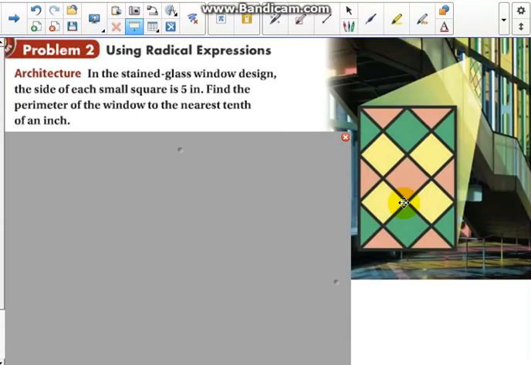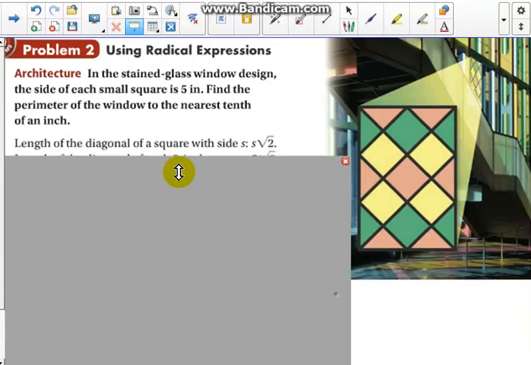They want us to find the perimeter of the window to the nearest 1/10 of an inch. Well, nothing is perfectly on a side. They're all on the diagonals. So if we have the length of the diagonal, we know that this side is 2 of those, and this side is 3 of those diagonals. So if we have the length of a diagonal, we can figure this out.